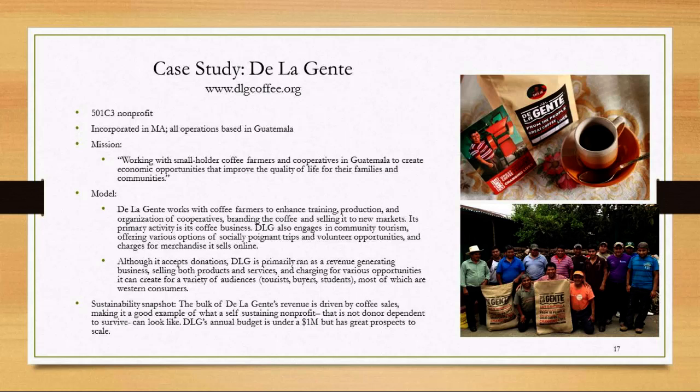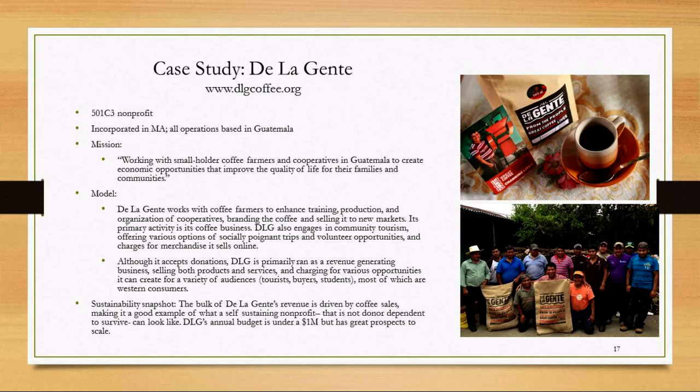But coffee is a commodity, so as you know, those types of commodity prices tend to fluctuate. So coffee can be very profitable, but it can also be unprofitable, and coffee has taken a major hit in Central America particularly, but also all over the world in different timelines, especially when La Roya hit. La Roya was a coffee rust that impacted coffee plantations all over Central America and also South America. And so De La Gente works with farmers to enhance training and production and organization of these co-ops, and then it finds markets and new buyers for their coffees.